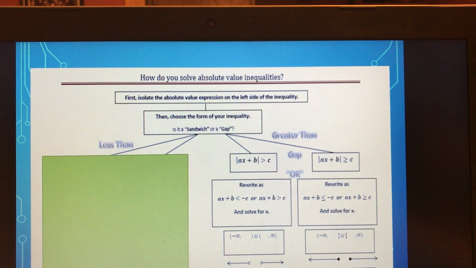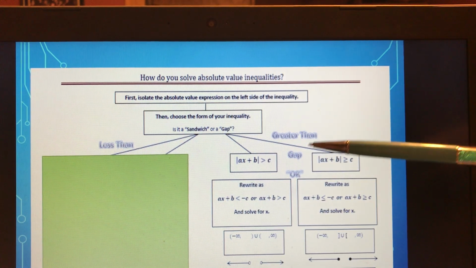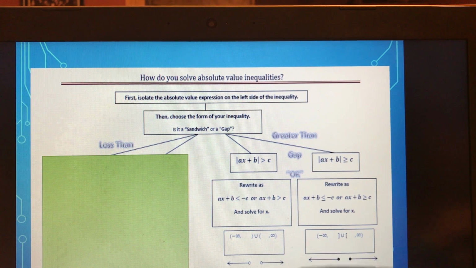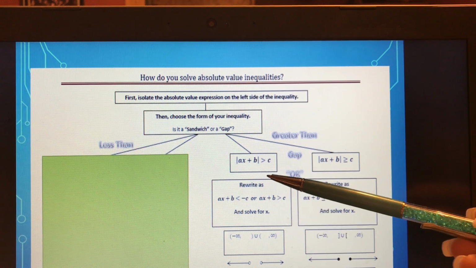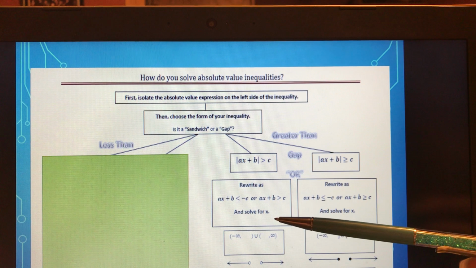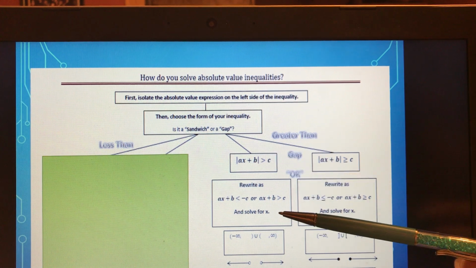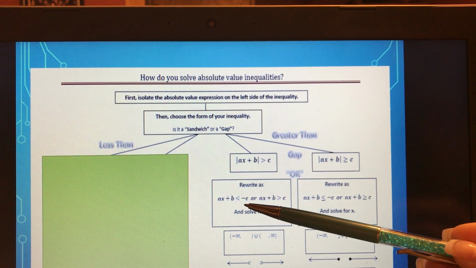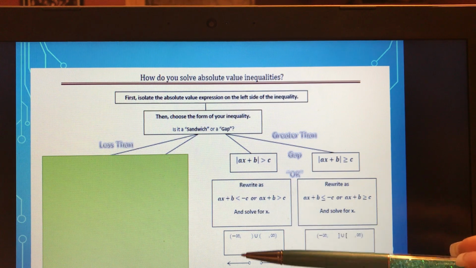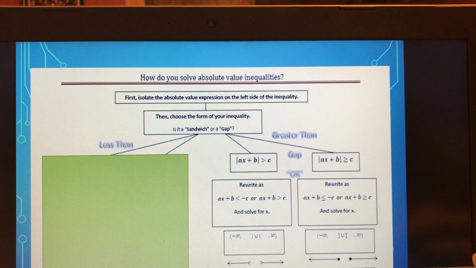Alright, so let's say that it is greater than. If it's greater than, it's going to be a gap. That's our OR. That tells us that when we graph our solution set, we should have a disjunction with two separate pieces. You'll want to make sure, just like when you're solving your absolute value inequalities, that you write it as two separate inequalities. The first one, you just drop the absolute value bar. The other, you're going to flip your inequality and make that value negative. Then you'll solve both of them for x.